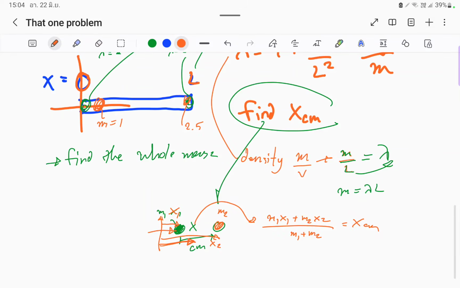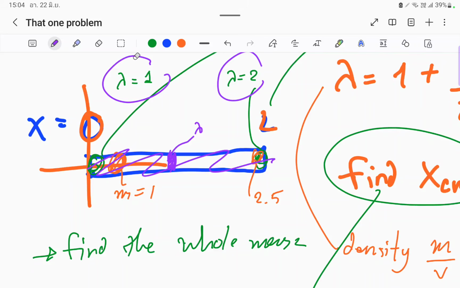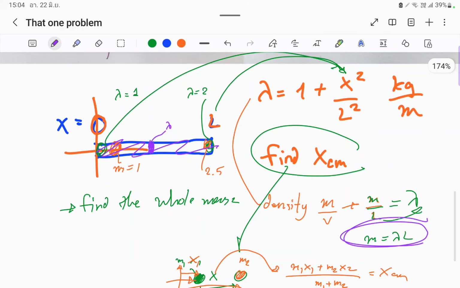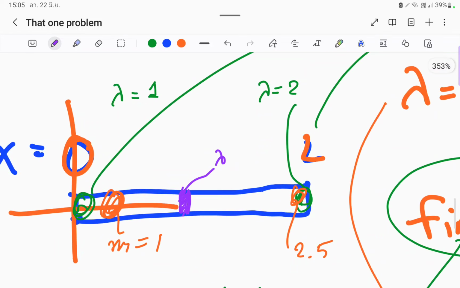What you need to do, this is the whole concept of calculus, you take note. You must chop this thing up into really small pieces. The pieces so small that you can find the density of this whole section as one number, because if your pieces are too large, like you select the whole thing as a piece, this lambda here is 1 and this here is 2, so you can't multiply that together with the length to get the mass. If you want to get the mass, you have to chop this piece in a really small manner.